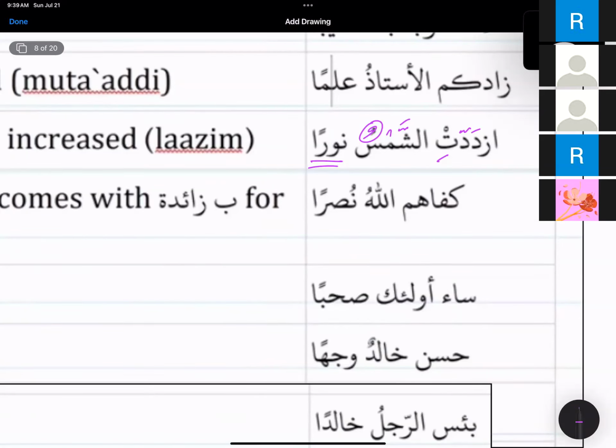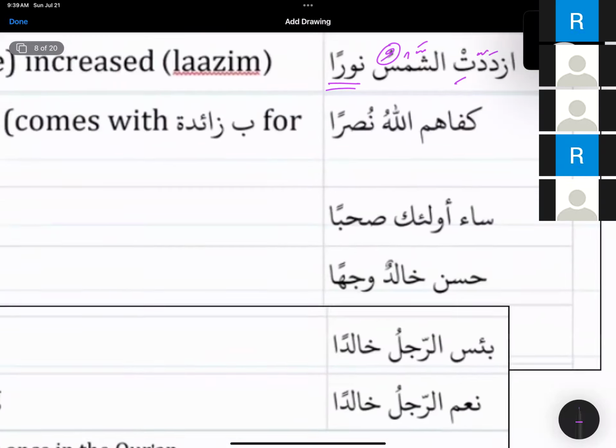So Khalid is beautiful, right? When I say beautiful, it's going to say I'm talking in the sense of beauty. But hasuna is good, like Khalid is good, right? So you're going to say in what sense? Vachan, face wise, beauty wise, look wise, right? Or I can say khalkan or khulkan. Khulk is mannerism, right? So hasuna Khalidun, khulkan or vachan. So we need to bring something to describe more.